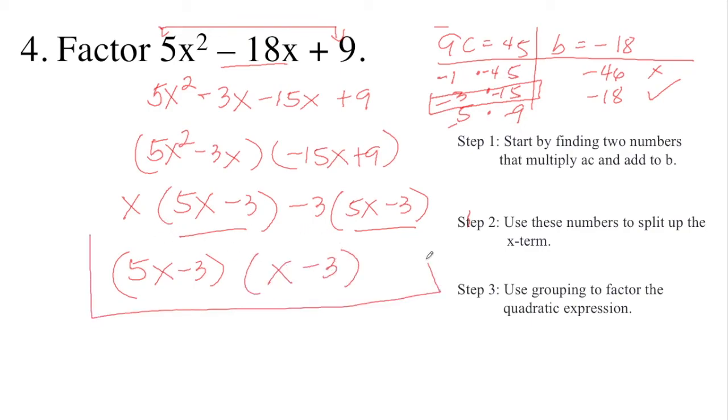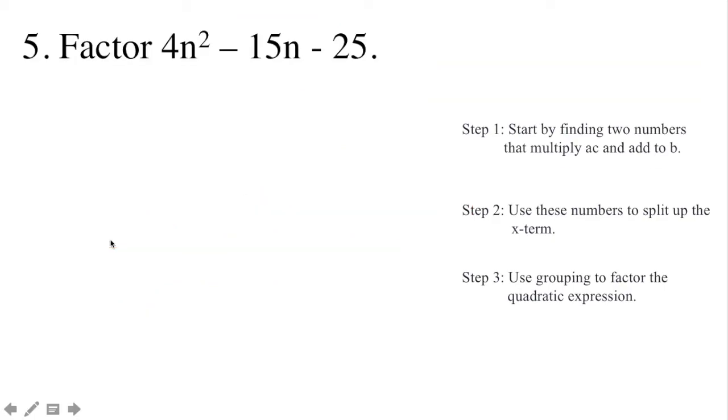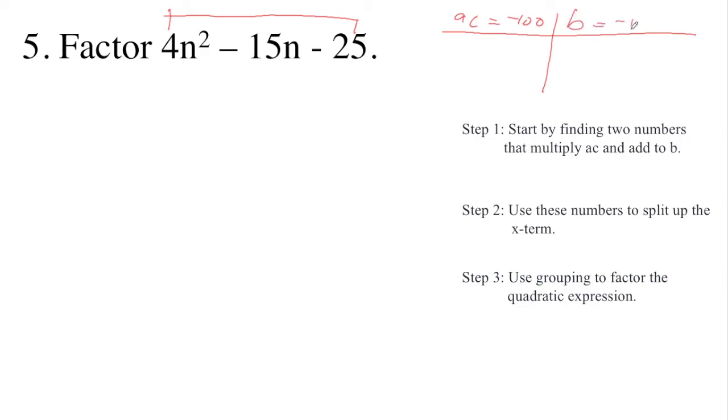And these are the factors. Check it out to see if it's correct. And lastly, factor 4n squared minus 15n minus 25. And as you can see, 4 times negative 25 is equal to negative 100. And the middle term is negative 15.